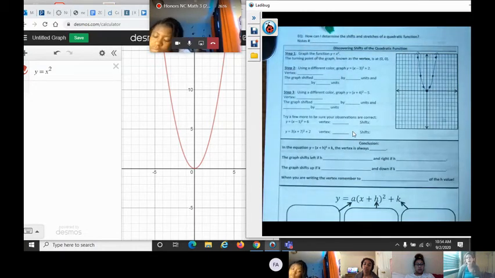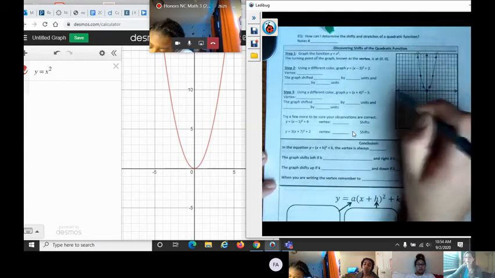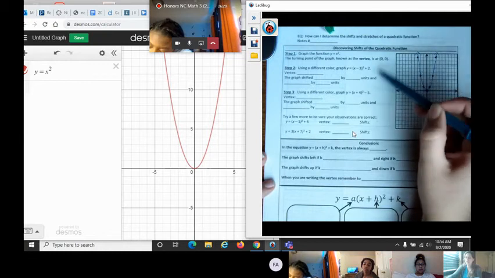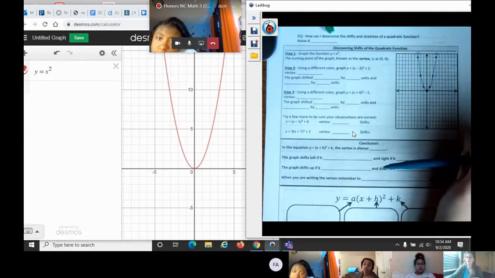Okay, if you do not have a printer and can't print out this sheet, that's totally fine. Just make your own little grid out to the side and kind of write out each of these steps as you go, filling in the sentences. Okay. Questions so far?